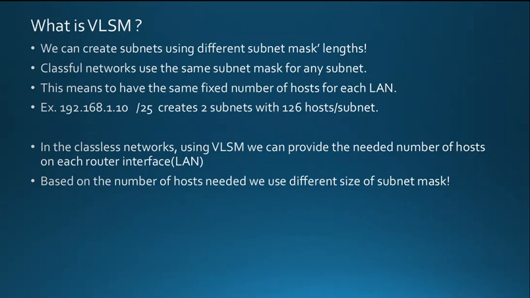For example, a class C address 192.168.1.0 with the CIDR notation /25 will create two subnets with 126 hosts per subnet. In classless networks using VLSM, we can provide the needed number of hosts on each router interface LAN. Based on the number of hosts needed, we use different sizes of subnet mask.